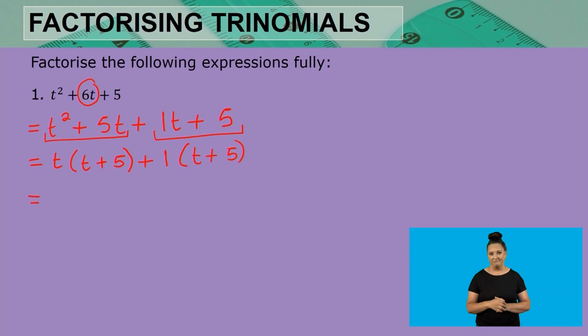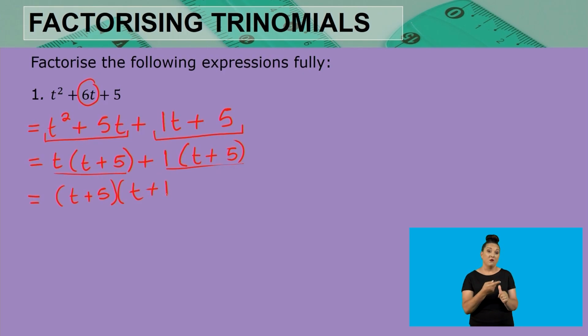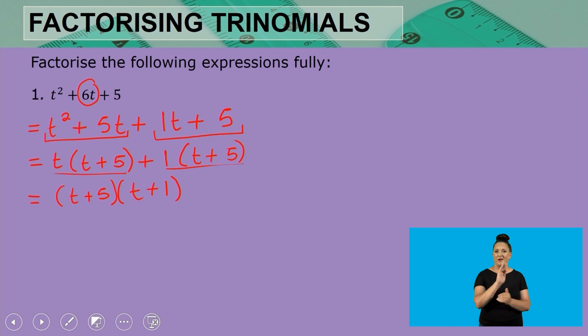Remember, this is the point where you notice that your brackets are common, and then we are going to take that common bracket, take it out as a common factor, and then when we take the first term and divide it by the common factor, we are left with t. We take the second term divided by the common factor, we are left with that 1. And that is how we have factorized that trinomial.